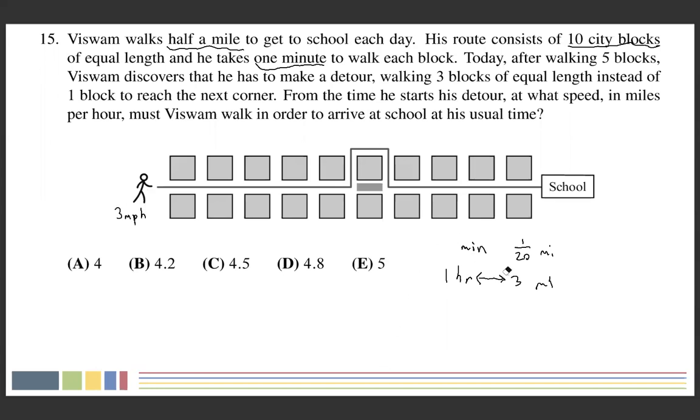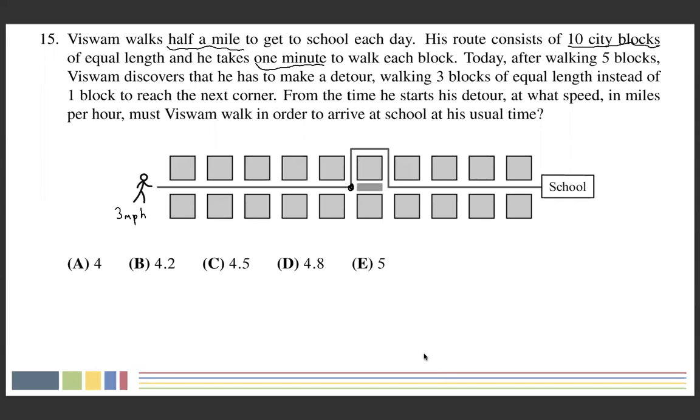Okay, so the question is, if he takes this detour, right? From the time he starts his detour, when does he start this detour? Well, he clearly starts it here, right? That's when he first can't go his normal way. He has to go around. So the question is, how much faster does he have to walk? Well, normally he walks 1, 2, 3, 4, 5 block lengths, right? But now that he has to take this detour, he's walking an extra 2, right? 1 to go up and 1 to go back down, right? So he's going 1, 2, 3, 4, 5, 6, 7 blocks, right?